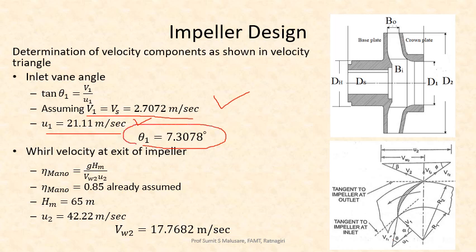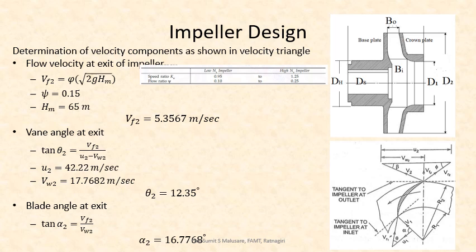Now the whirl velocity at the exit of the impeller, that is Vw2, I have to find out. For that, this is a standard formula for manometric efficiency. So manometric efficiency is equal to g into Hm upon Vw2 into u2. Now manometric efficiency we have already assumed 0.85, and Hm is 65 meters, and the value of u2 is equal to 42.22 meters per second. Now from all this we will get the value of Vw2 as 17.7682 meters per second.